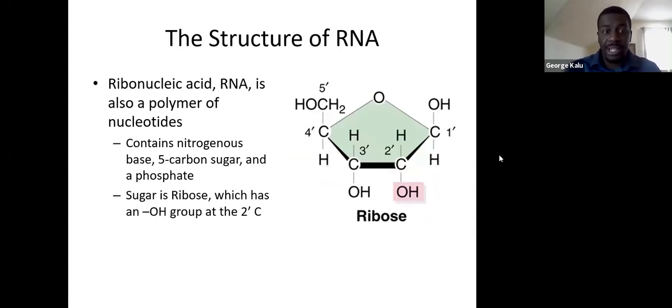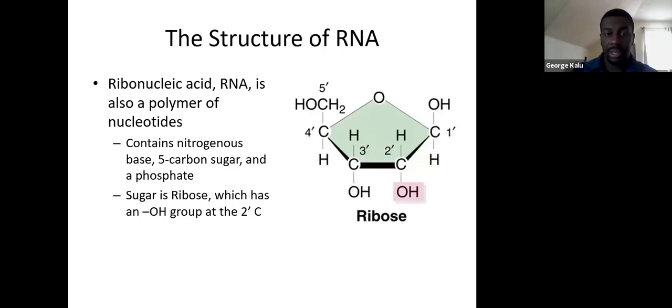RNA is ribonucleic acid, and it is going to contain the same 3 overall components as DNA. We're going to have a nitrogenous base, we're going to have the 5 carbon sugar, in this case a ribose, and then a phosphate, all attached. The difference between RNA and DNA is that the sugar here is going to be ribose instead of deoxyribose. We're going to have an oxygen and a hydrogen bound to the 2' carbon. So it's going to be a polymer of nucleotides again here.